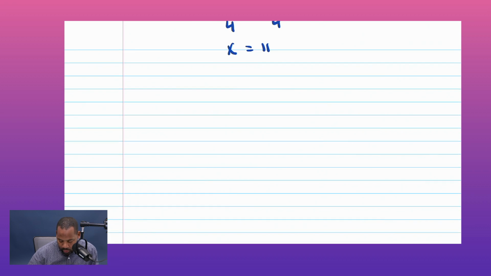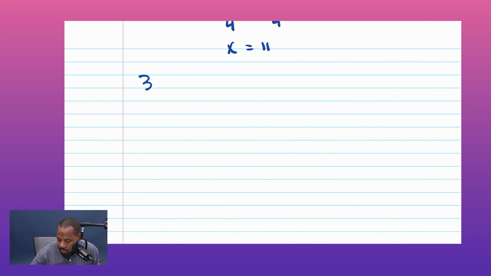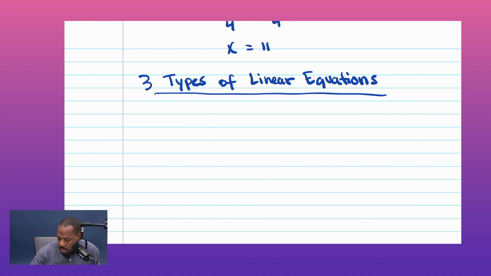So to finish this session, we're going to talk about 3 types of linear equations. So we have 3 types. My first type is called a conditional equation. So everything we did so far is called conditional. These have one solution. And then x is equal to some number. We say x is equal to some number a. A is whatever that number is, and that number is the solution. It has one solution.